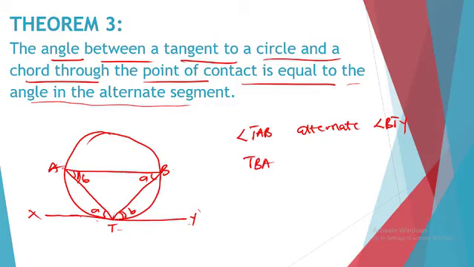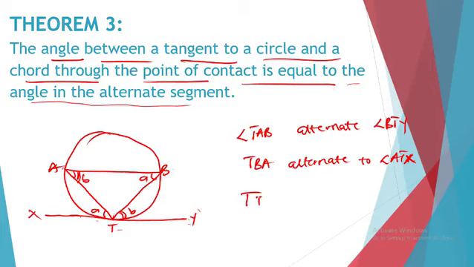Now, it means that TBA is alternate to triangle ATX. This is triangle ATX. Okay, triangle TAB is alternate to triangle BTY, and then triangle TBA is alternate to triangle ATX. Do you understand?